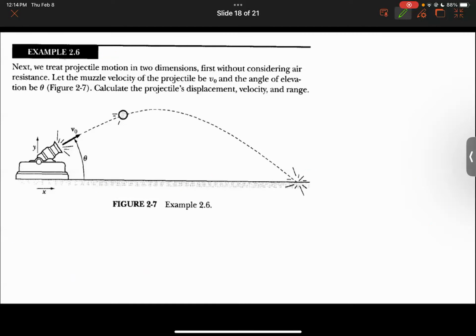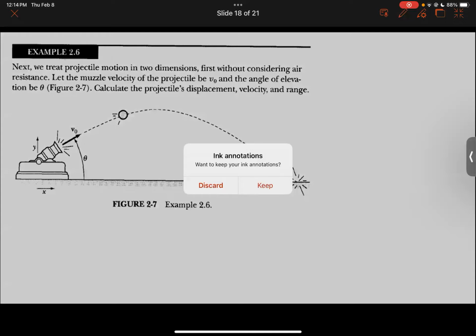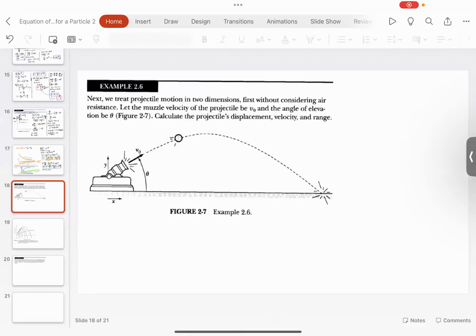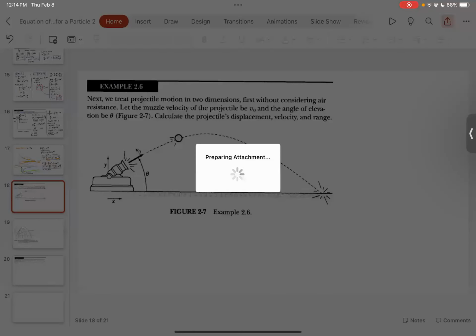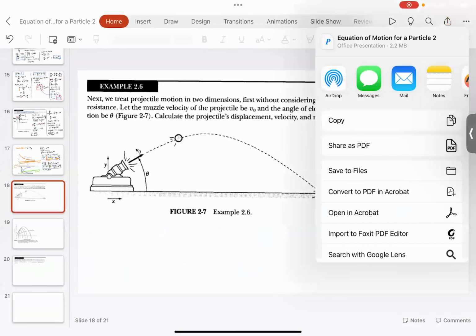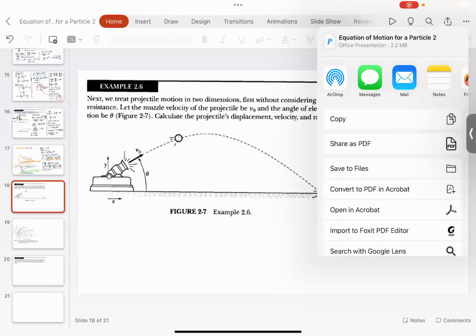And from this example, pagpatuloy na natin yung discussion sa conservation theorem. Any questions?